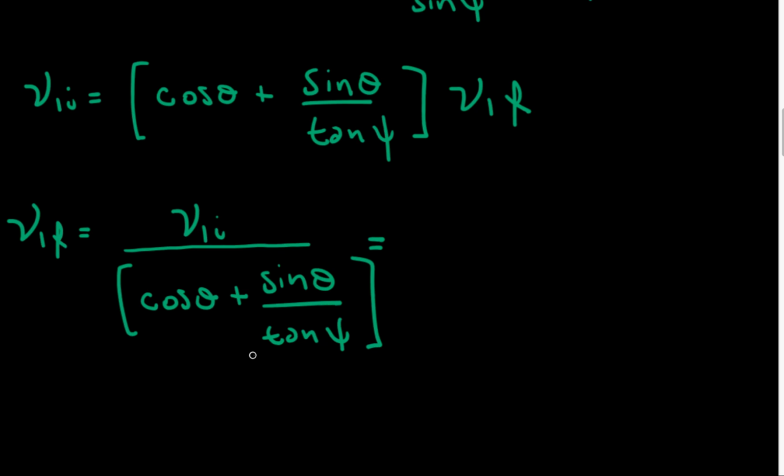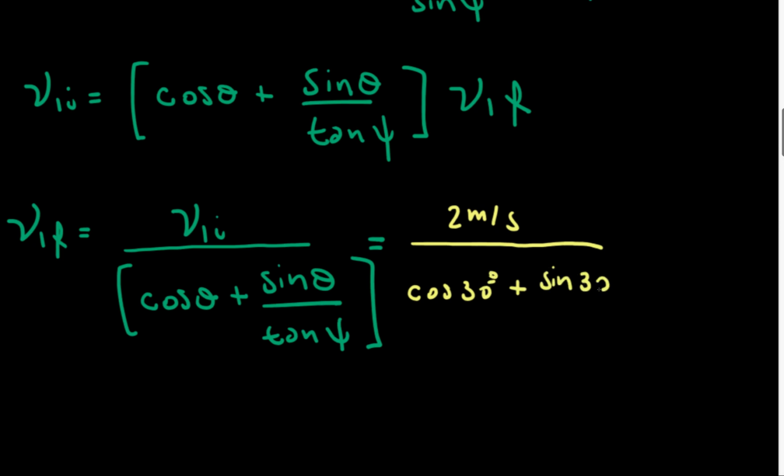All right, and so now all that's left is to evaluate this for the numbers we have. And if you look at the numbers we have, this comes down to 2 meters per second divided by the cosine of 30 degrees plus sine of 30 degrees divided by tangent of 60 degrees. And this is approximately 1.73 meters per second.